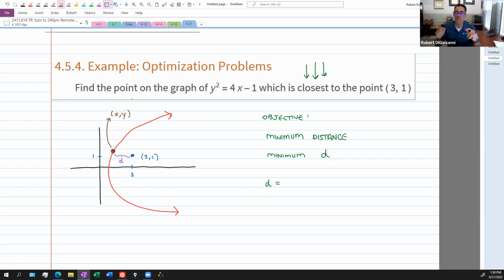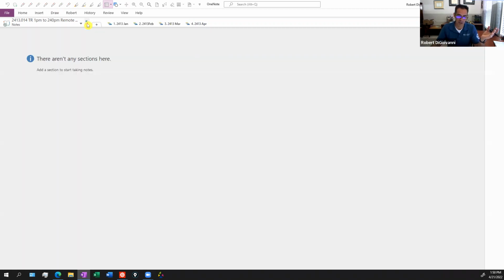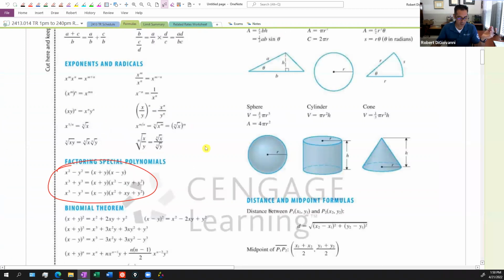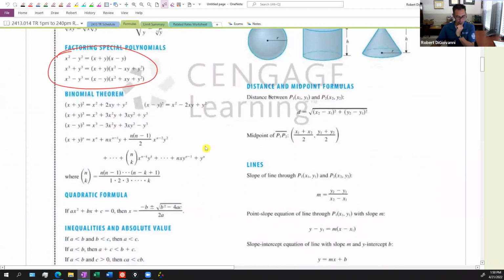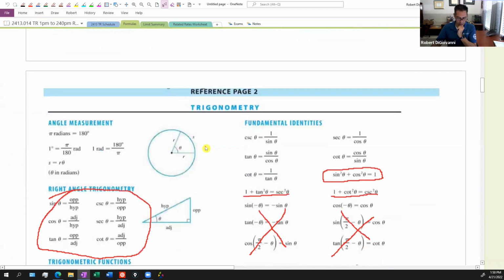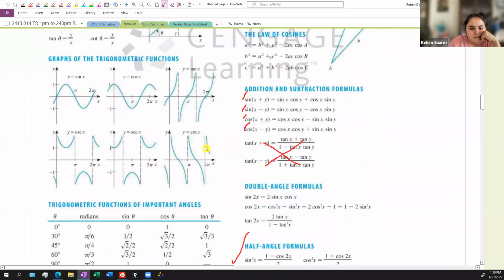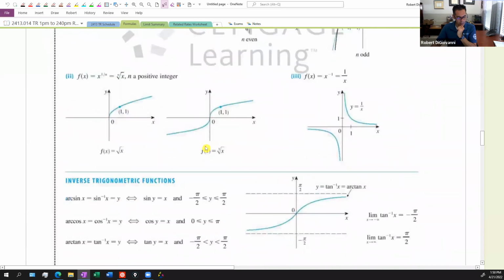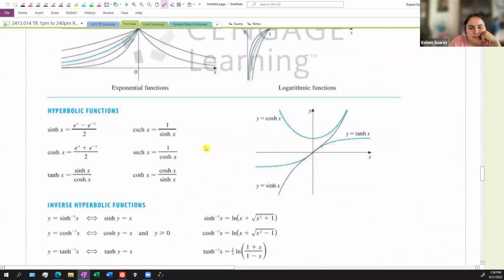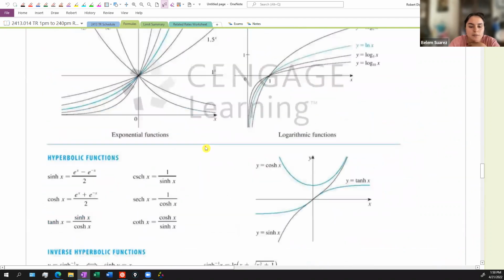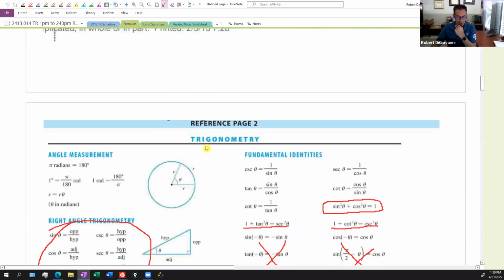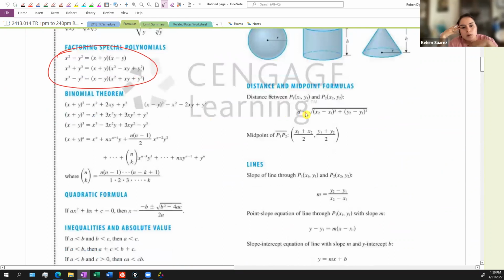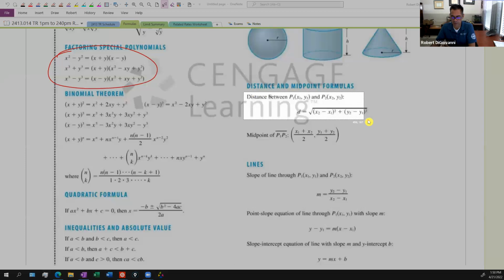What is the distance between two points? Do you remember a formula in college algebra that gave you the distance between two points? I know you did it at some point. It's in our formulas, I hope. Yes, like y2 minus y1, that is it. Yep. Okay. The distance between two points.